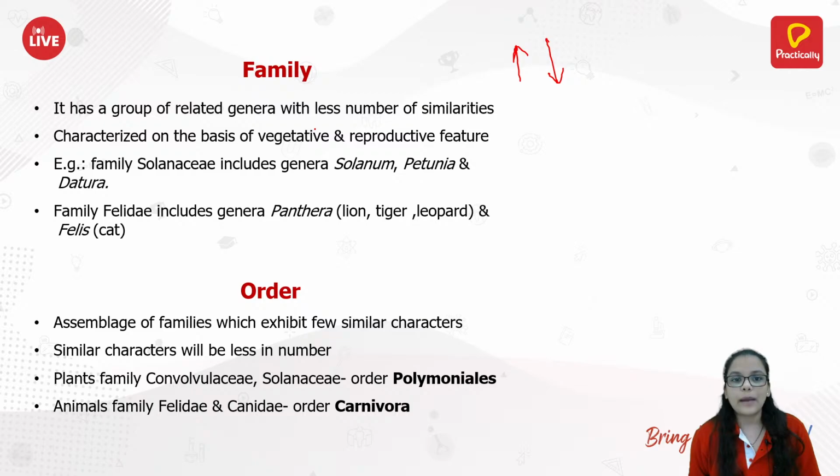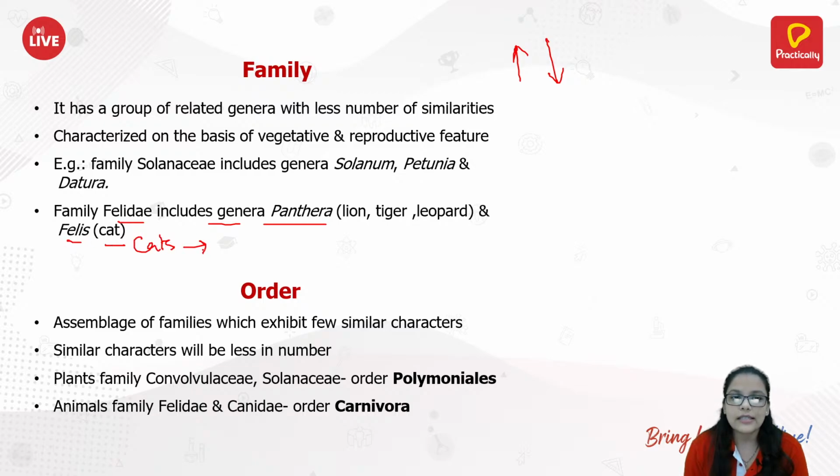When it comes to family, then again less number of characteristics, such as family Felidae. Felidae includes genera Panthera and Felis, cat. Cats, as you all know, are a bit like tigers or cheetah, right? Or leopard.